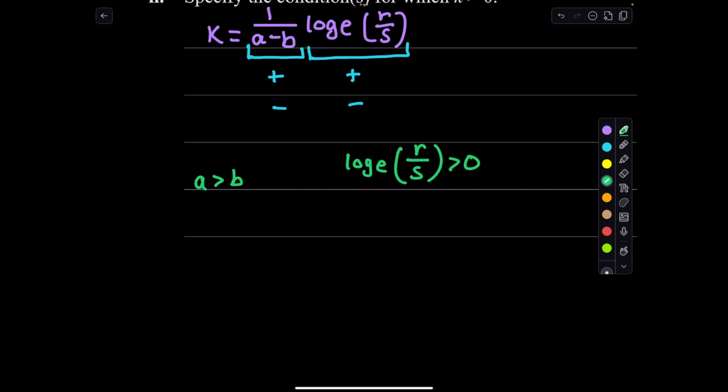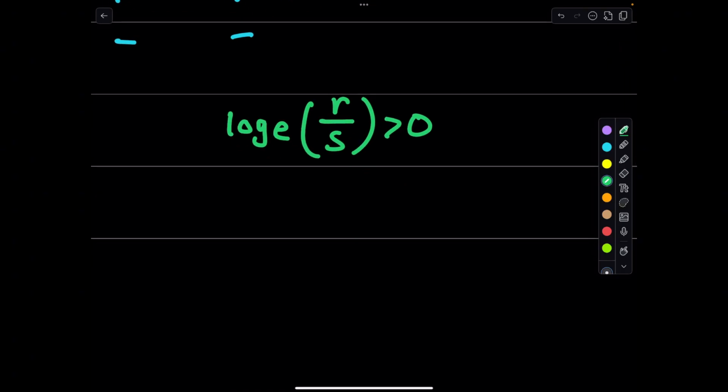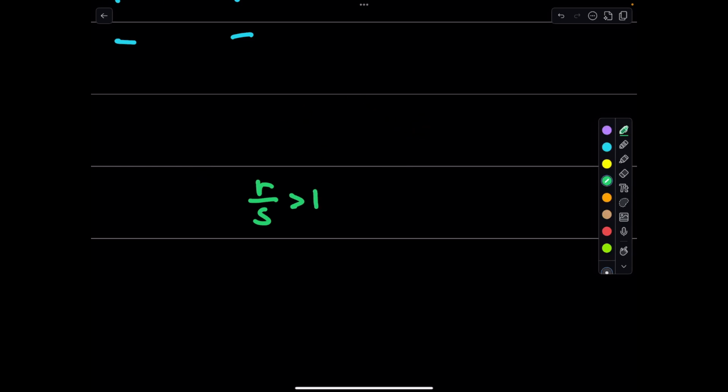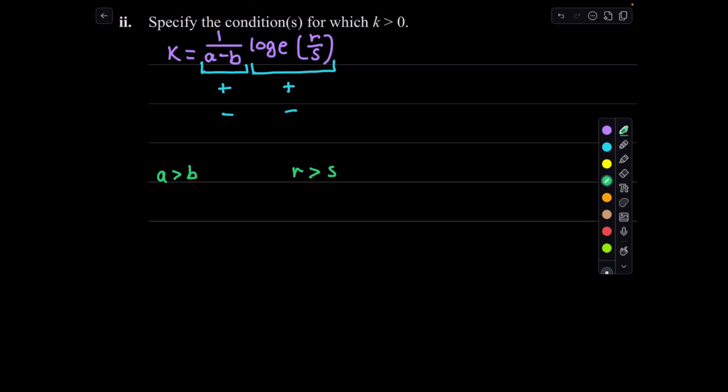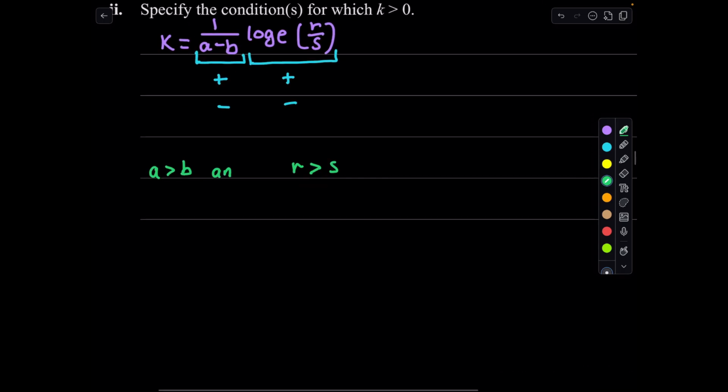And what about the log part too? All right. So, e to the power of both sides. This simplifies to R over S, of course, and e to the power of 0 is 1. That simplifies to R over S greater than 1. Multiply both sides by S, we get R is greater than S. That's your other condition that also needs to be specified. So these are your first two conditions.